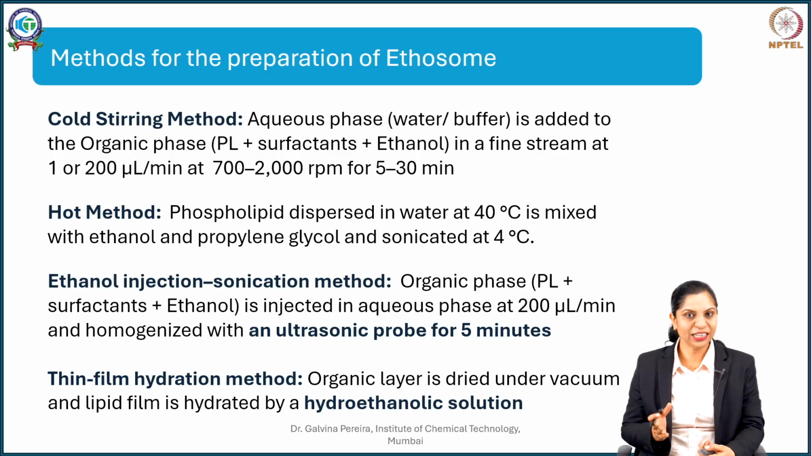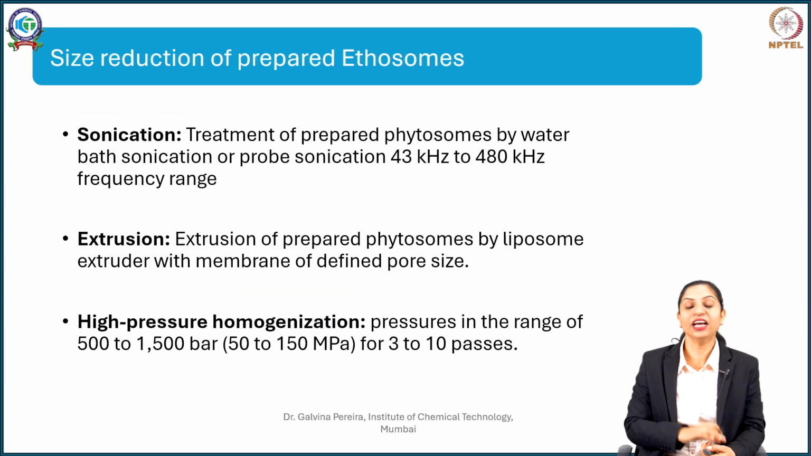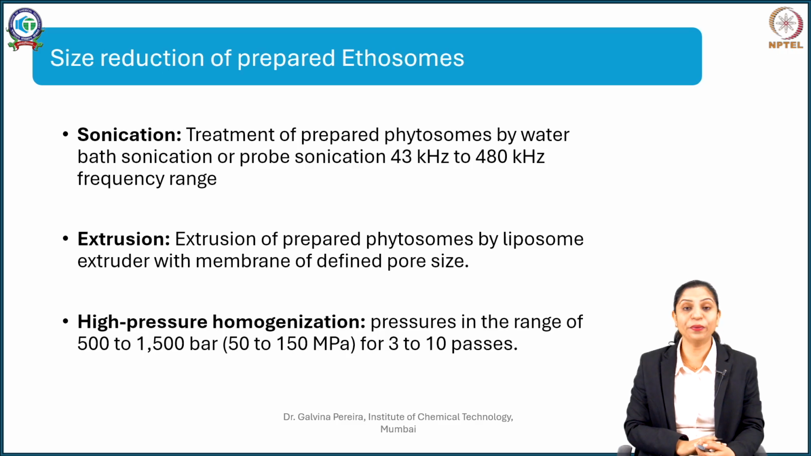Now the advantage of ethosomes is because of the charge of ethanol, as compared to your liposomes or phytosomes. Normally the ethosomes that are formed are much finer because of the charge stabilization by your ethanol. That is a good zeta potential, and as a result, a good size reduction can be done by different methods we saw previously.